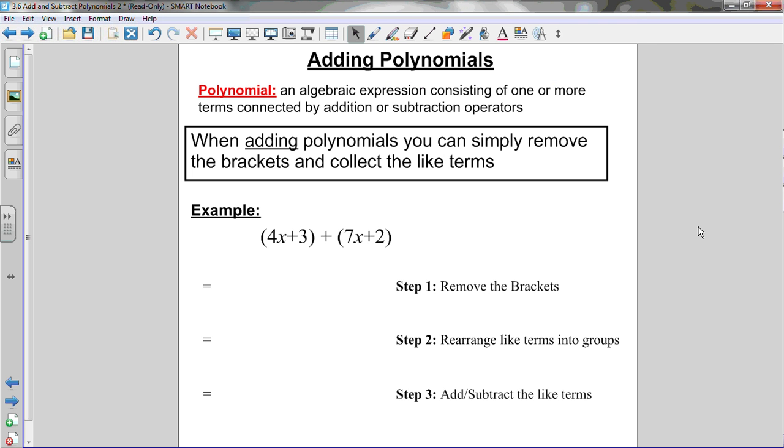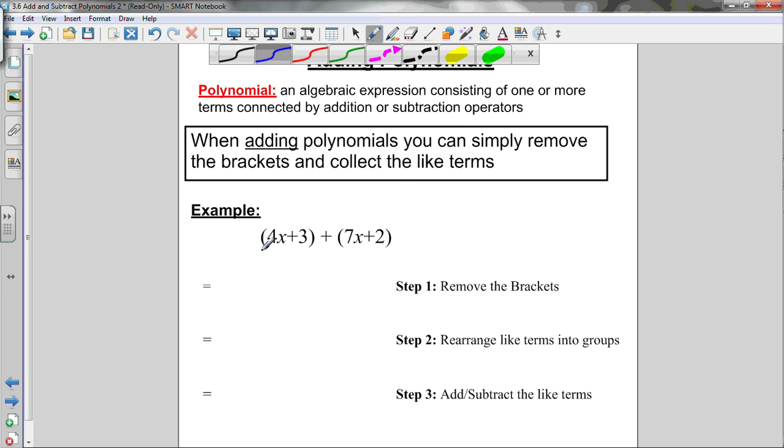So we're going to learn adding and subtracting polynomials, so we'll start off with adding polynomials. So, first of all, what is a polynomial? A polynomial is an algebraic expression consisting of one or more terms connected by addition or subtraction operators. We learned that earlier in the unit. Now we're going to learn how to add polynomials together.